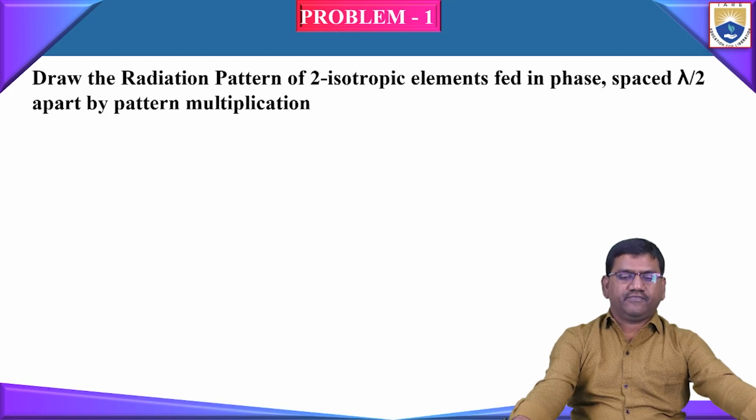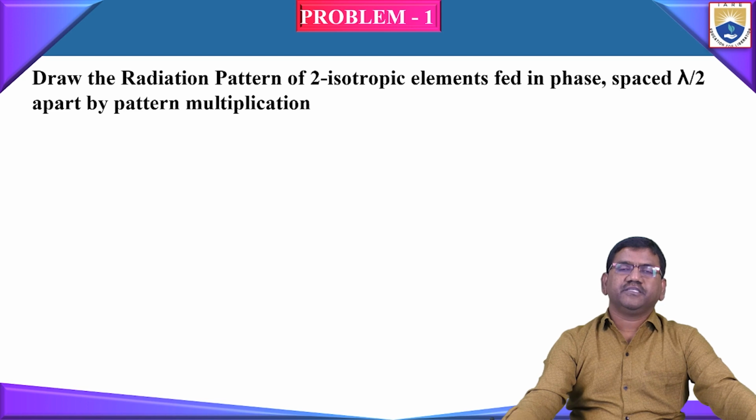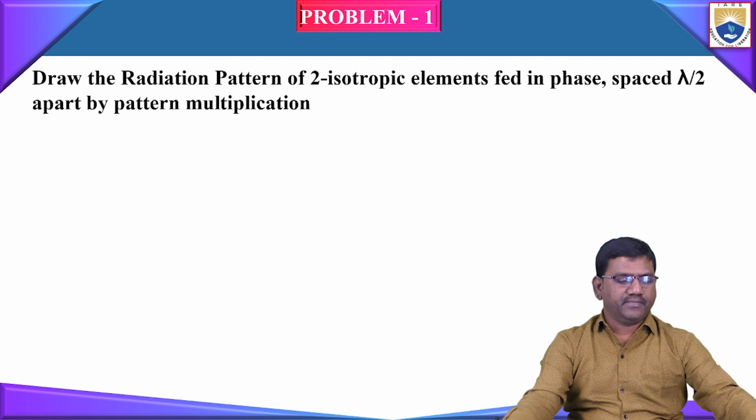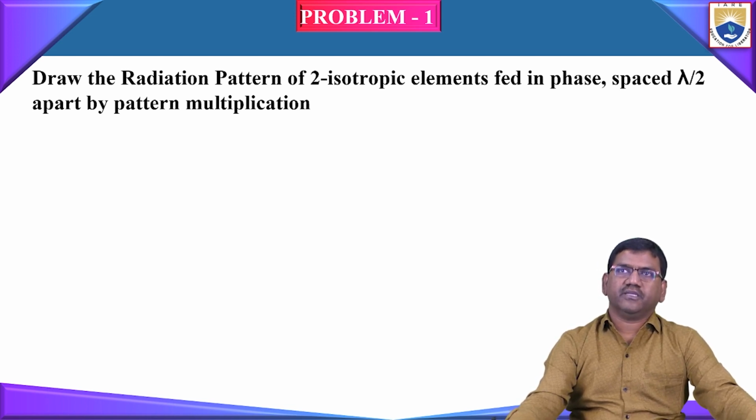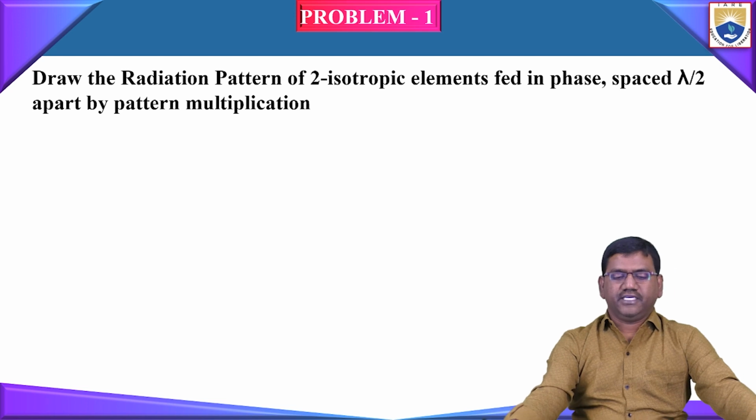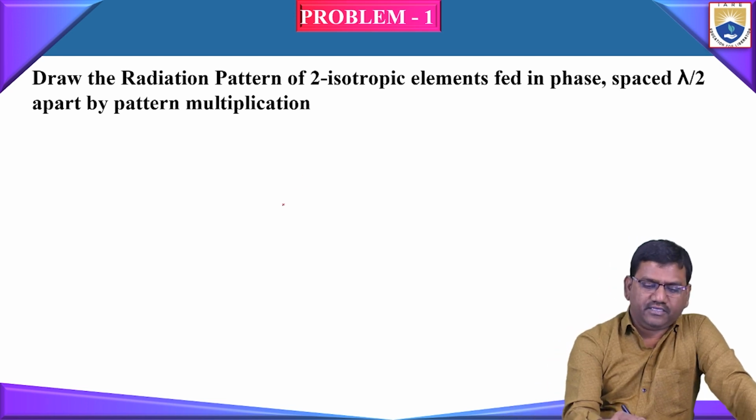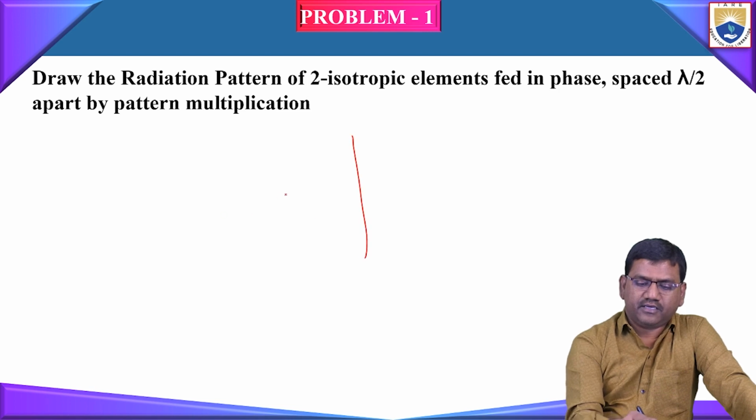The first problem is: draw the radiation pattern of two isotropic elements fed in phase, spaced lambda by 2 apart, by pattern multiplication. So we need to draw the radiation pattern of two isotropic elements fed in phase, spaced lambda by 2 apart, by pattern multiplication. There are two elements here. Let us see here. This is the pattern.